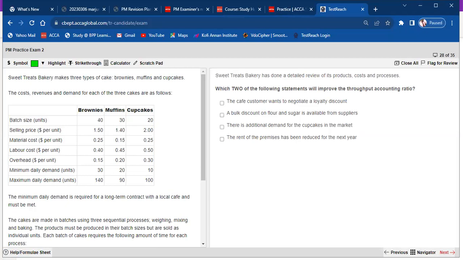The bakery has done a detailed review of its products, costs, and processes. Which two of the following statements will improve the throughput accounting ratio? You know it is return at the top divided by cost at the down. So for throughput accounting ratio to improve, the return must be improving. So sales price must be going up, material cost, which is subtracted, must be coming down. The down, costs, so factory costs must be going down. If I have those at the back of my mind, I can get a quick fix on this and score 2 marks and walk away.